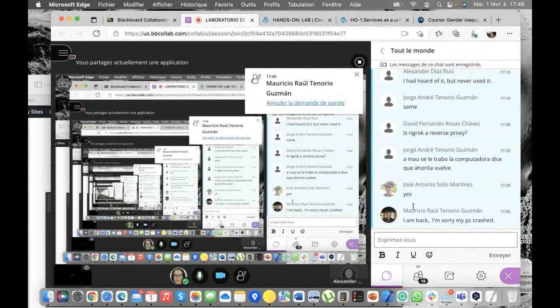ngrok is not a reverse proxy. It's just a service that serves to authenticate our application so that it can be seen from outside.